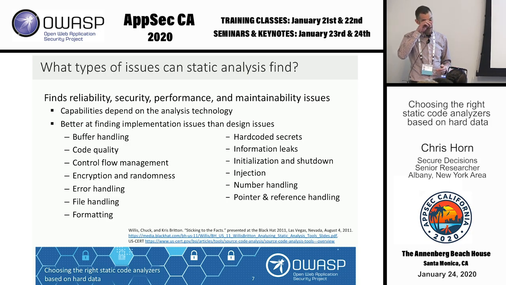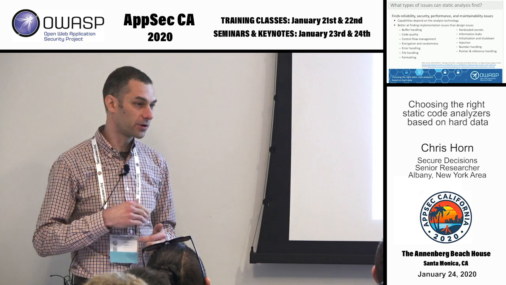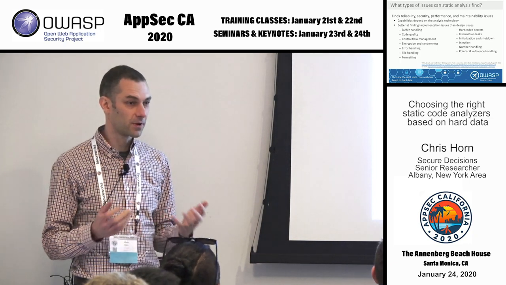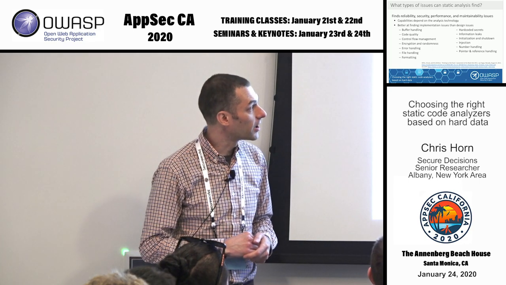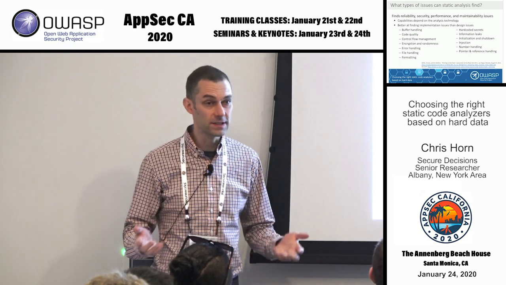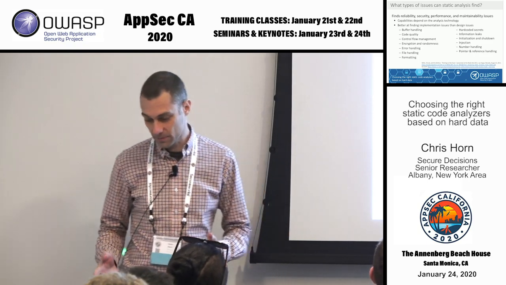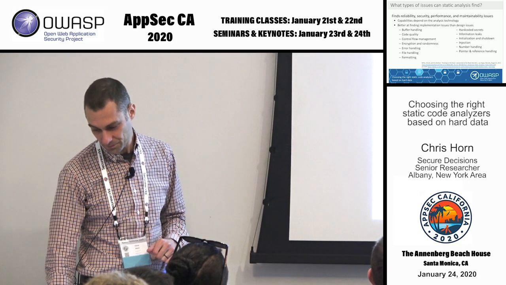The types of things, they can't find all types of things. Notably missing here are a lot of architectural concerns or design type concerns. But for low-level coding mistakes, if you're doing C application programming, your buffer overflows and underflows and pointer arithmetic, it's very good at finding mistakes like that. You can have it find injection issues and hard-coded secrets. There are analyzers and checkers for lots of different types of problems.